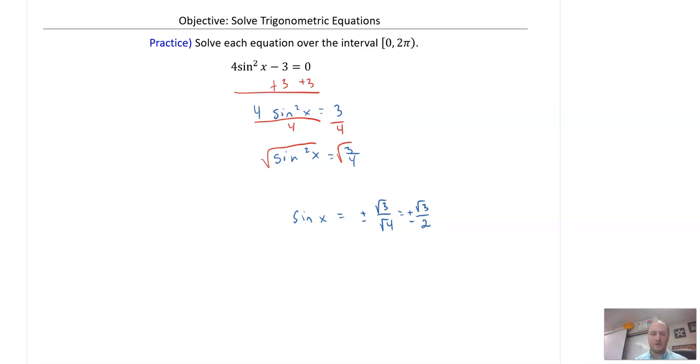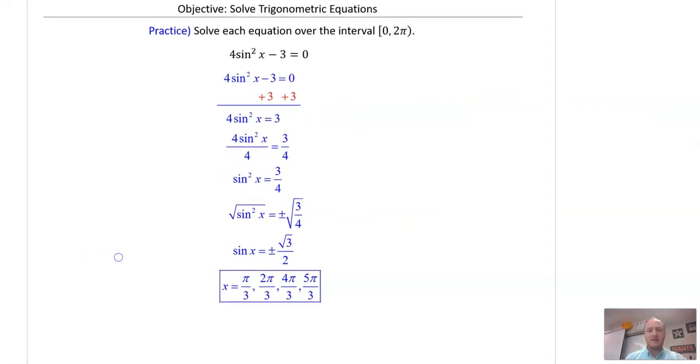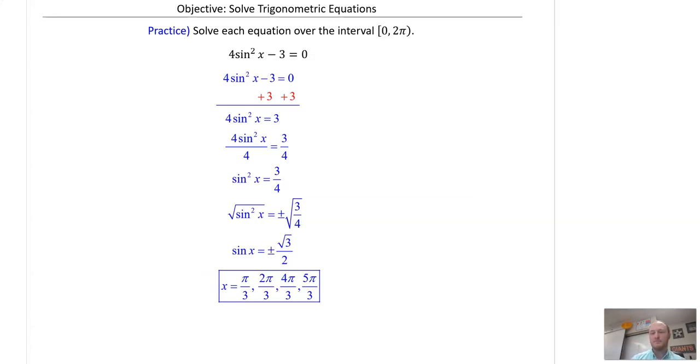All right, so hopefully you have finished it. Here is the solution, okay? And those are your answers. So plus and minus every single quadrant, and this is a pi-third angle.